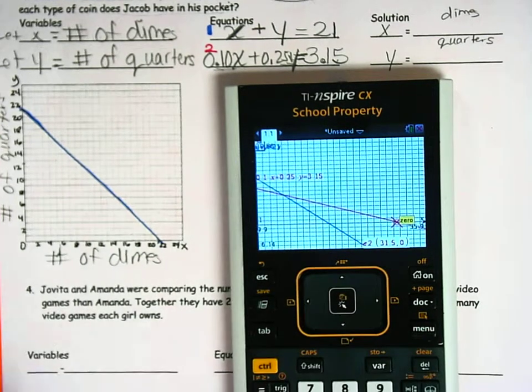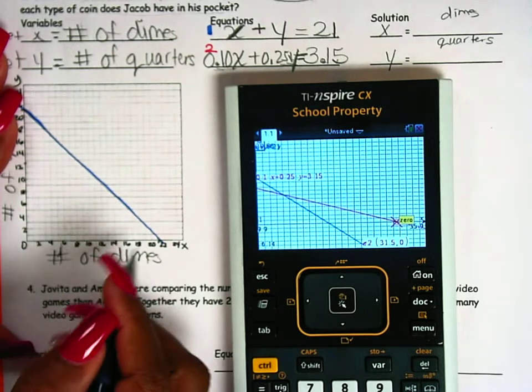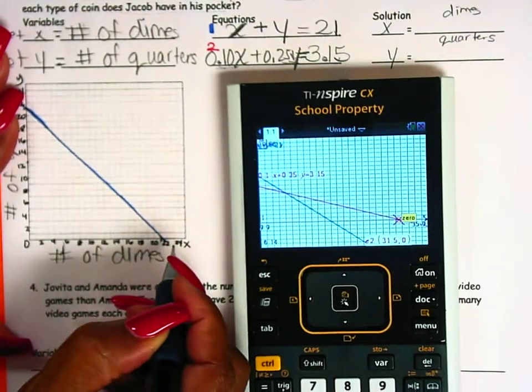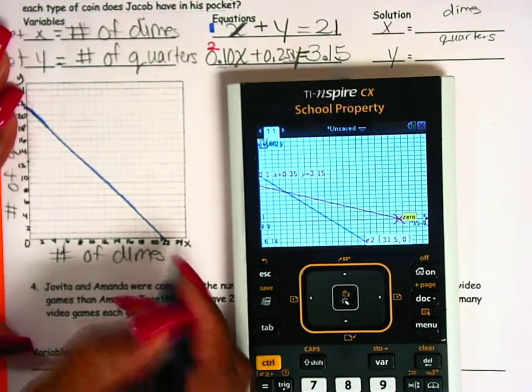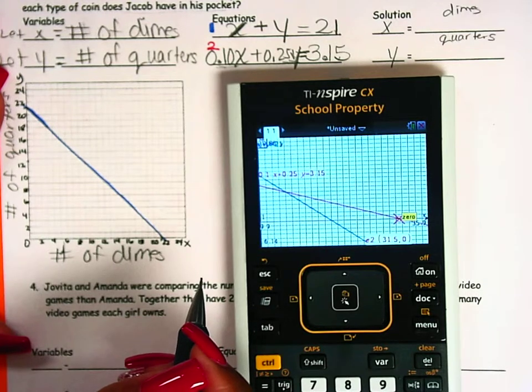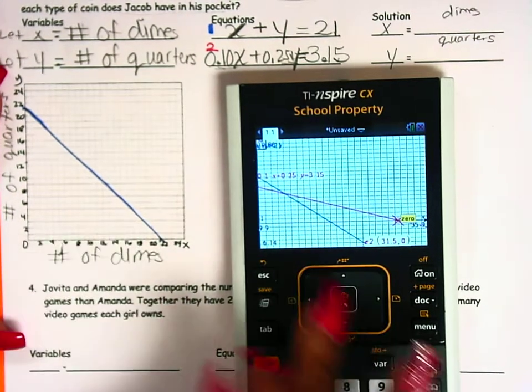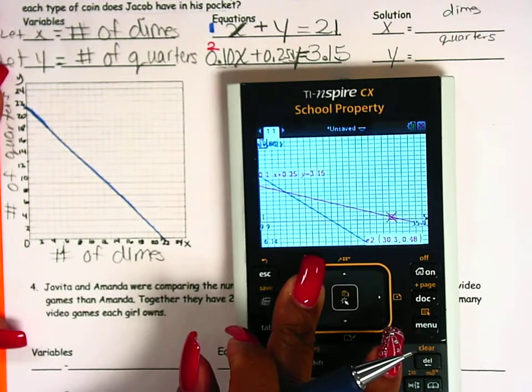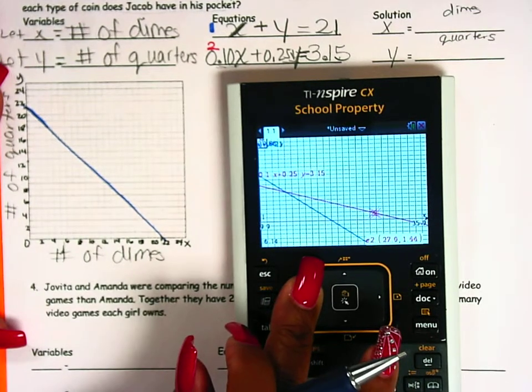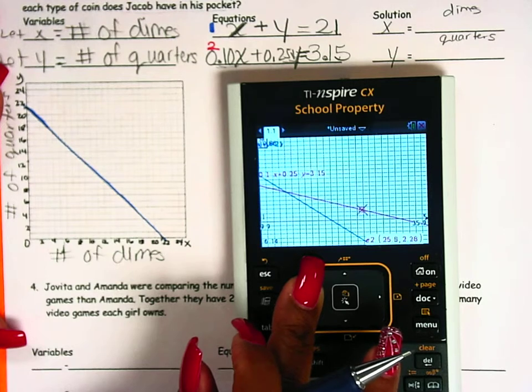Let me see. There we go, 0. So 31 and 5 tenths. And 0? Oh, that's off the chart. So 31 and 5 tenths. So it's not on here. Okay, so what can I go to? Let me find one. I want something that doesn't have a decimal.